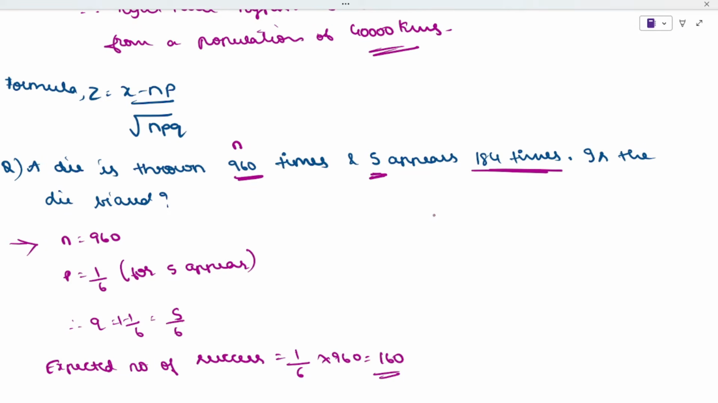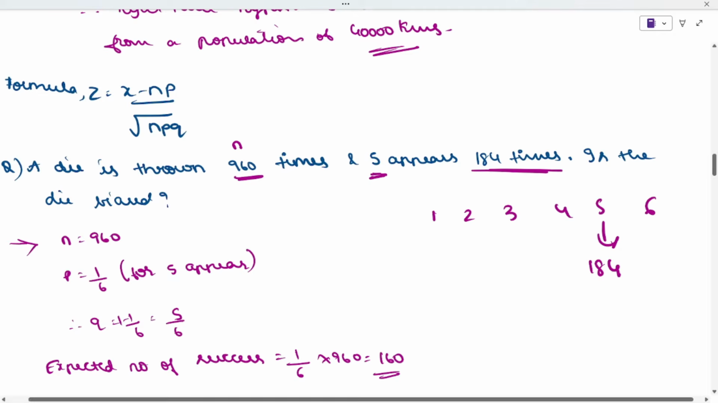5 appears. That means in a die 1, 2, 3, 4, 5 and 6 will be there. They are saying 5 appears how many times? 184 times. Is the die biased? We have to see whether it is biased or not. See now, n we know that is 960, and p you have to take as the probability of success. They have mentioned a value of 184 only for 5. So there are 6 faces and you will take only one, that is 5, divided by 6. That is the probability you are taking. This is the value of p, that is success.